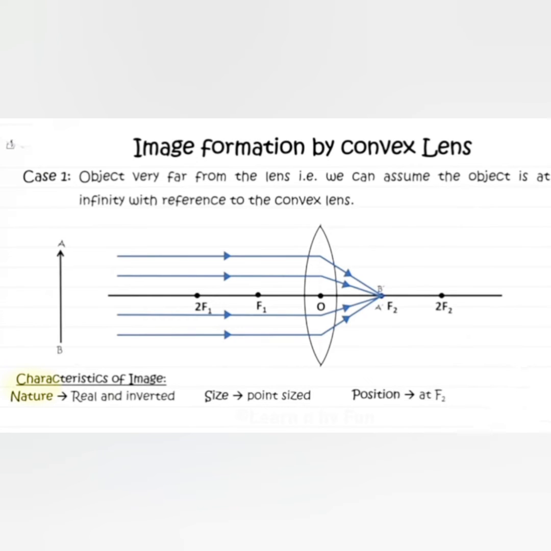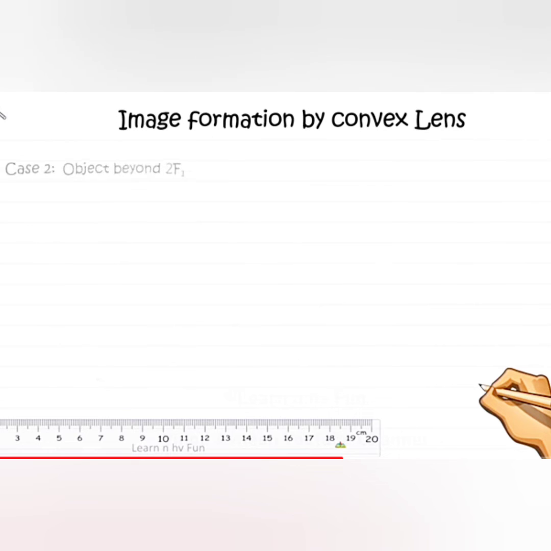So this is the characteristics of image when an object is at infinity. Now case number 2, when the object is beyond 2f.